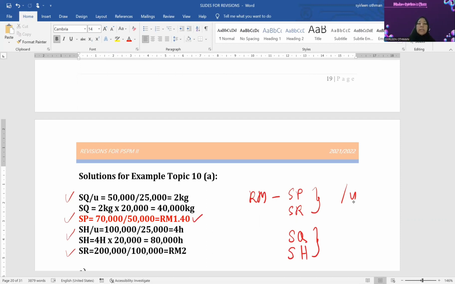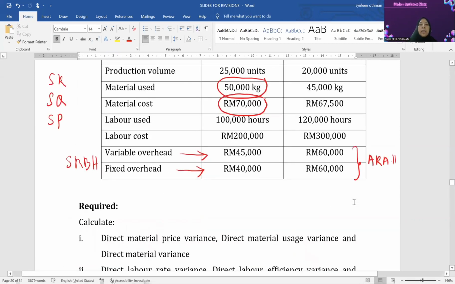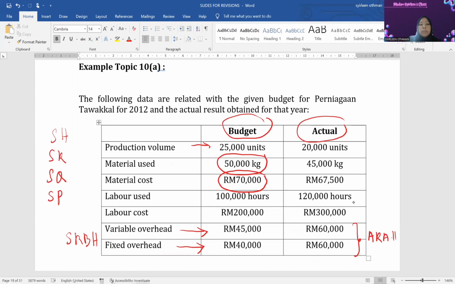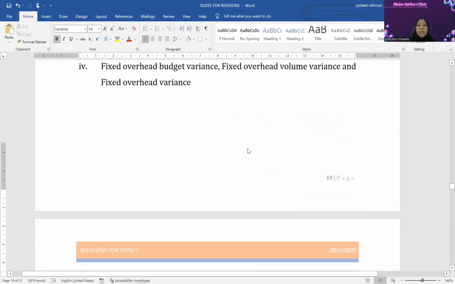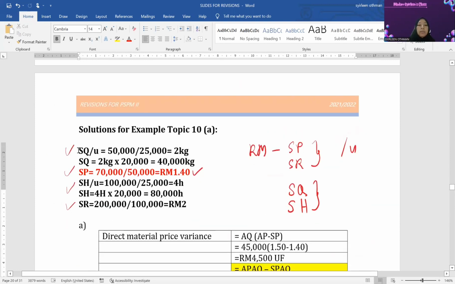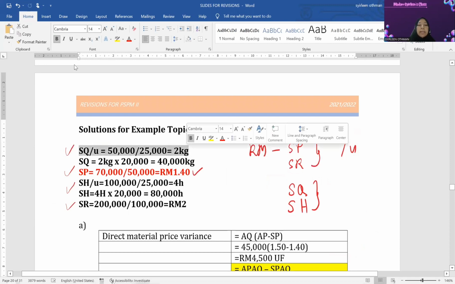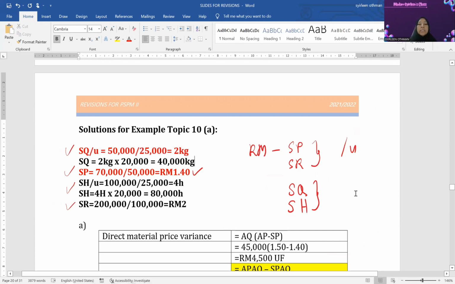What does the madam mean by total? For example, I want to find SQ. So for SQ, I will refer to my material use. The material I use is 50,000 kg, which is used to produce 25,000 units. So for one unit of product, how many kg? So I will take the 50,000 kg and divide it by 25,000 units to get the standard quantity per unit. So my standard quantity per unit will be 50,000 kg divided by 25,000 units, and I get 2 kg per unit of standard quantity.